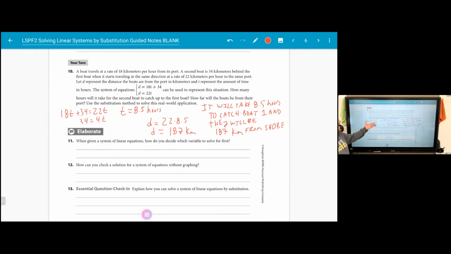What I did is I just took anywhere I saw D in the second equation, I put 18T plus 34. And then I solved for T and I get 8.5, which means 8.5 hours. Then I plugged 8.5 in and found, it didn't matter which one I plugged it into, I ended up with 187 kilometers. In other words, it will take 8.5 hours for the second boat to catch the first boat, and they will be 187 kilometers from port.